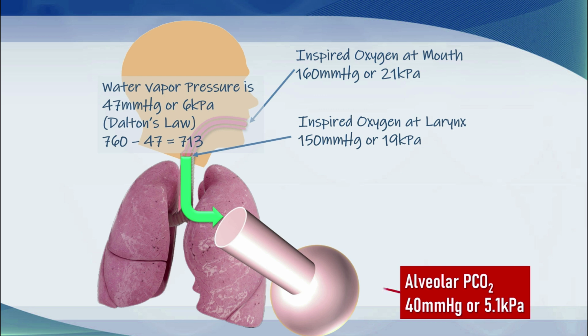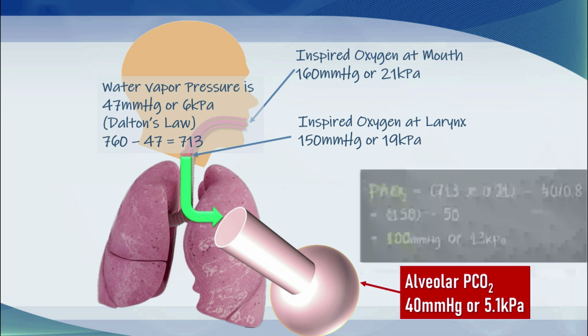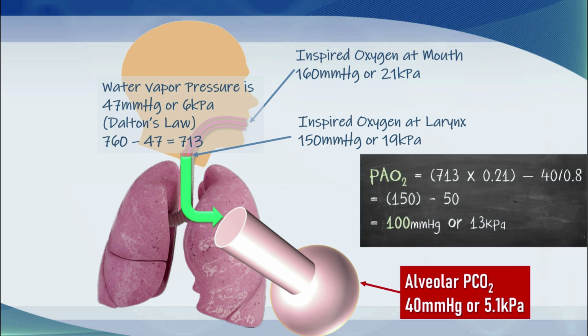And so by doing our little calculation now, we can figure out how the alveolar gas equation works out, and that's 150 minus 50, or 100 millimeters of mercury or 13 kilopascals, and that is the standard alveolar oxygen content.